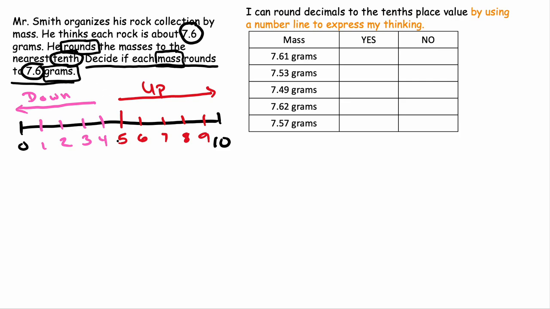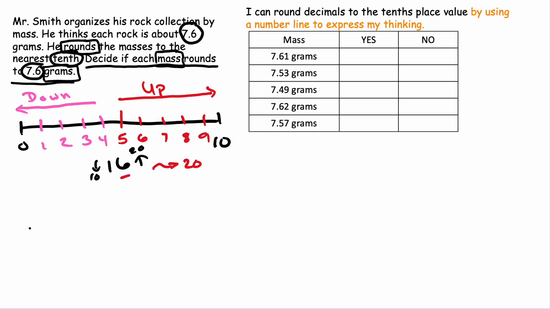Just a quick example, if we had 16, we look at whether we're going to round up to 20 or round down to 10. If we're rounding to the nearest 10, we'd look at the digit in our ones place. This falls at 6, so we're going to round up. So we would round to 20. That's just a quick example of what rounding is. We're going to use that right now to fill out this chart, to see whether each one of these masses would round to 7 6/10.